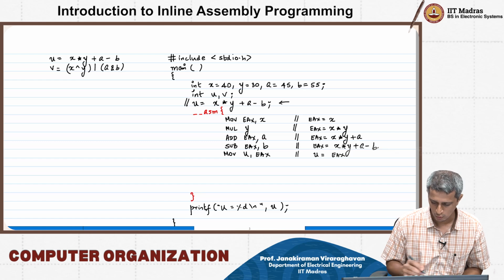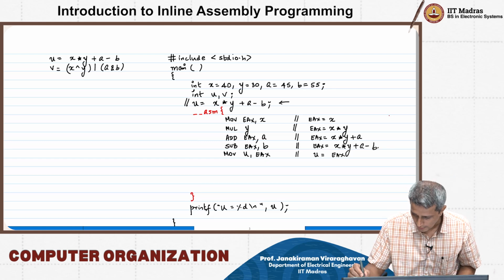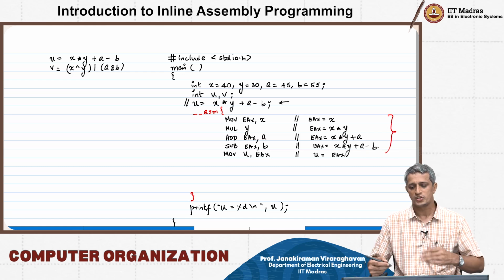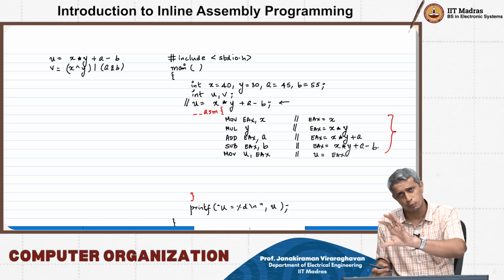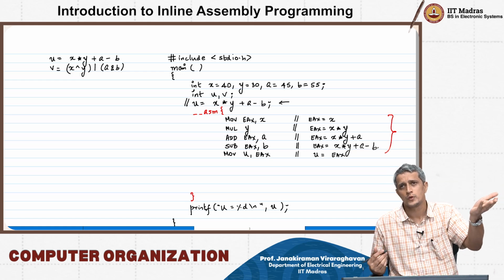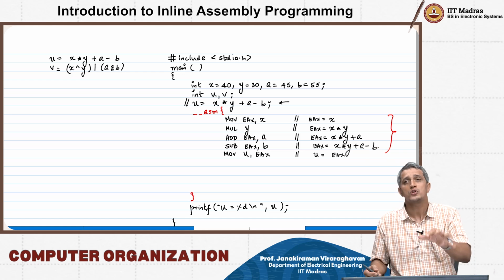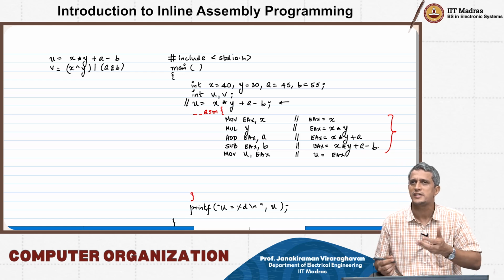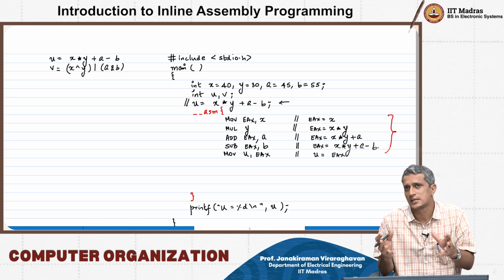So now what do I do? Note that in this section of assembly code, I have used registers EAX and so on to do some operations, and then I put the answer back into the variable U. Therefore, I can reuse the same EAX, EBX, ECX registers for any other operation. So the idea is very simple.